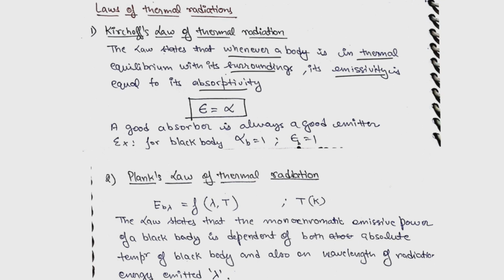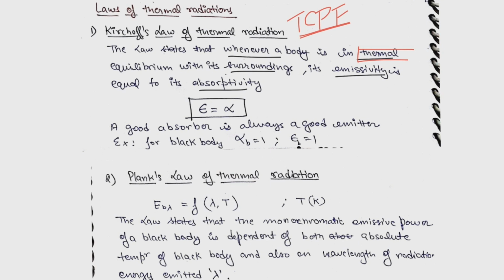Whenever we say the body is in thermal equilibrium, it is nothing but equilibrium of temperature, equilibrium of chemical potential, equilibrium of phase, and equilibrium of forces. Whenever all these four equilibriums are achieved, then we say the body is in thermal equilibrium.